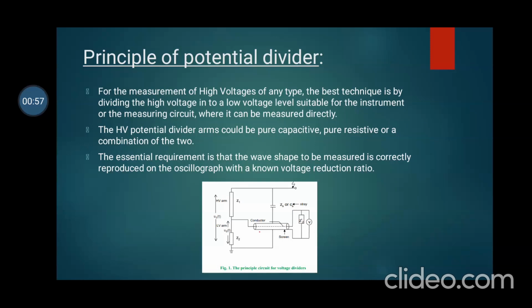The essential requirement to measure high voltage is that the wave shape that is to be measured is correctly reproduced on the oscillograph with a known voltage reduction ratio. So as you can see, this is the principal circuit for voltage dividers. Here Z1 is the arm having high voltage and Z2 is the arm having low voltage. It is shown how the high voltage can be measured using potential dividers, which consist of capacitors, resistors, etc.